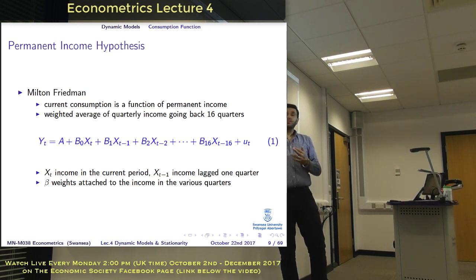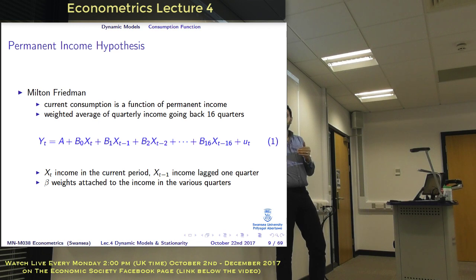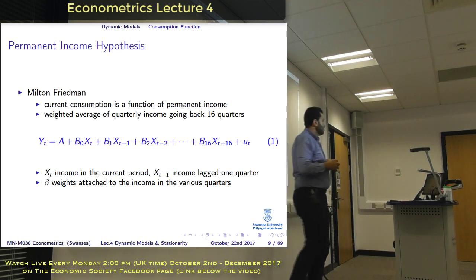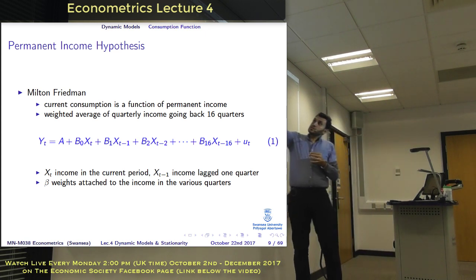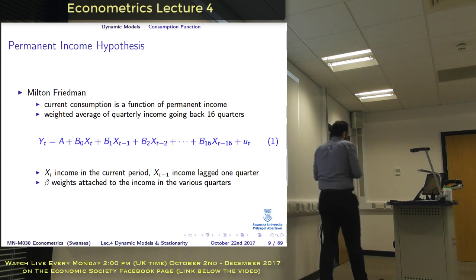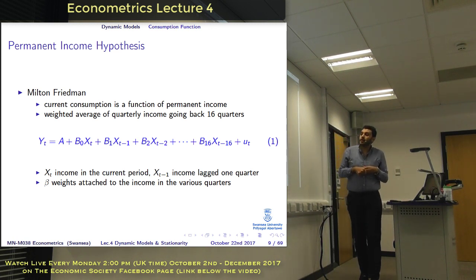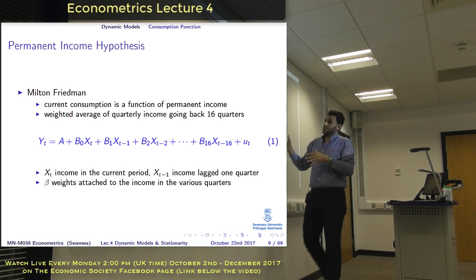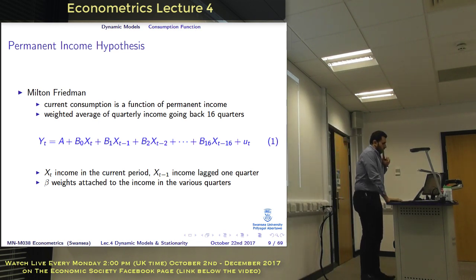When yt depends on xt, the dependent variable depends on the independent variable at time t, so the current value of disposable income. But according to the permanent income hypothesis, this is not the case. It's actually determined by lagged income, income lagged 16 quarters in the past as well.